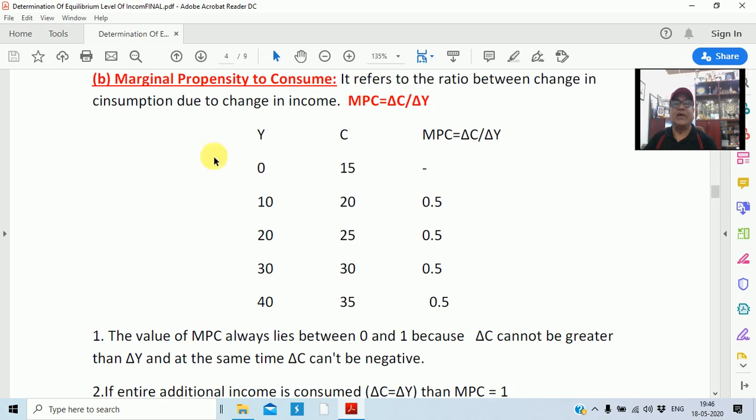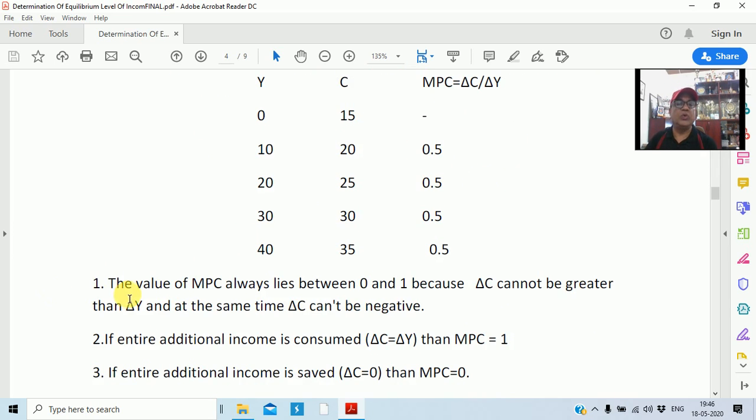Now from this MPC, what features do we collect about MPC? What are the main characteristics of MPC? If you look into it, the value of MPC lies between 0 and 1. It cannot be less than 0 or more than 1, because delta C cannot be greater than delta Y, and at the same time delta C can't be negative. If your income increased by, say, 100 crore, your consumption cannot increase by 150 crore. It can increase by a maximum of 100 crore.